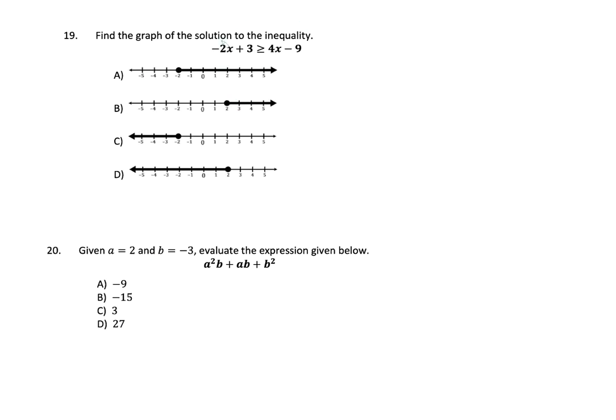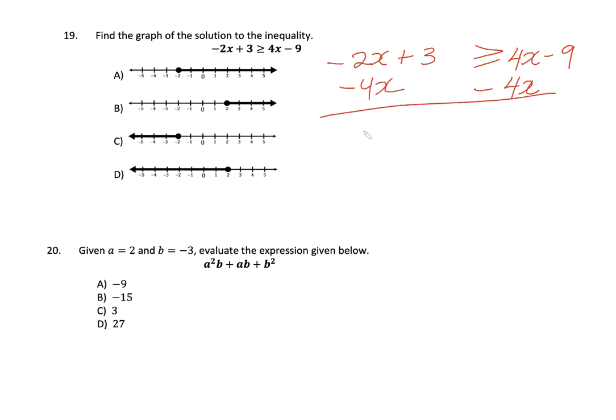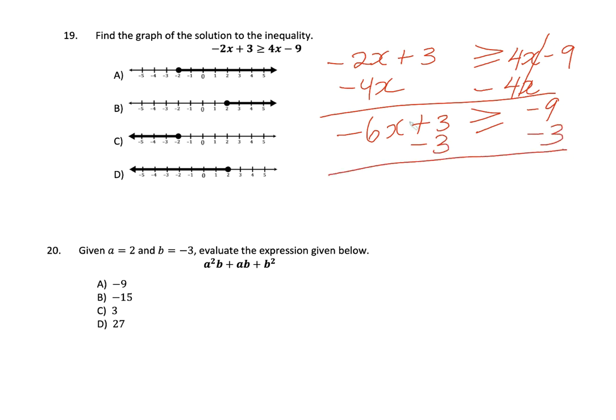Question 19, we're solving an inequality. So I have negative 2x plus 3 greater than or equal to 4x minus 9. Okay, I'm solving for x. So this is like a linear equation, so we're going to go through the same method. I'll subtract 4x on both sides. This would be negative 6x plus 3 greater than or equal to negative 9. Solving for x, subtract 3 on both sides. Negative 6x is greater than or equal to negative 12.